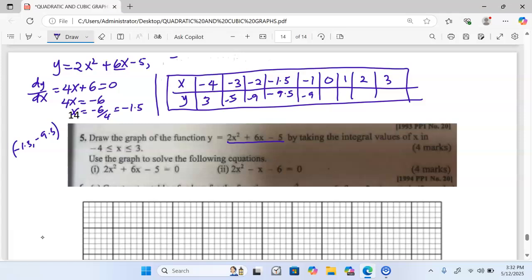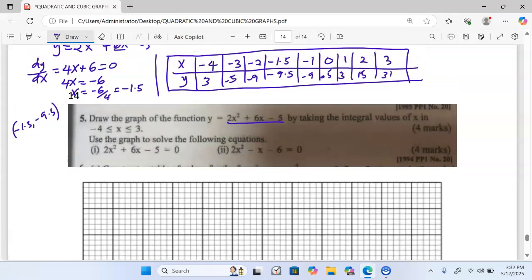When it is 0, you get −5. When it is 1, you get +3. And when x is 2, you get 15. And when x is 3, you get 31. From there now, we can go and start our plotting.